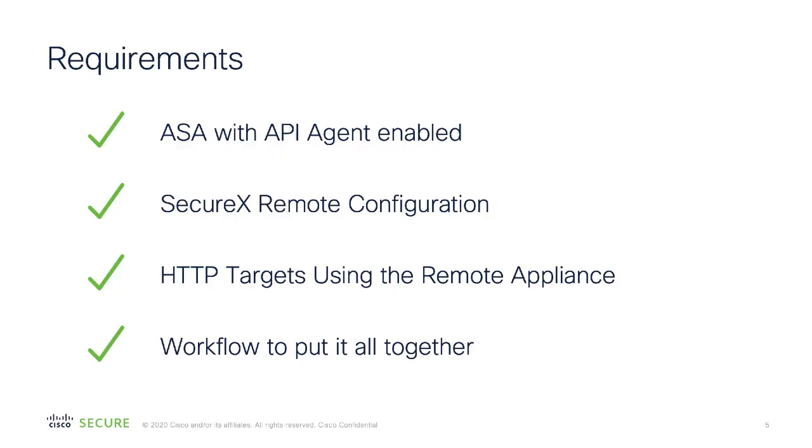Here you can see a small list with all the things we need to have in our environment. The first thing we need is our ASAs with the API enabled. Then we need to do the SecureX remote configuration in the orchestrator. This is a pretty simple task, and you will see in a moment. After that, we need to create some HTTP endpoint targets in our SecureX environment and link those targets to our remote appliance. And finally, we need to create a workflow that uses those targets and has some tasks to automate the creation of the list. So let me show you that.